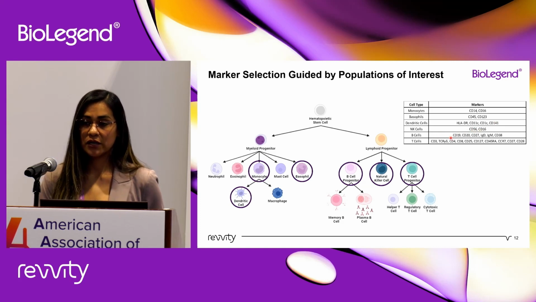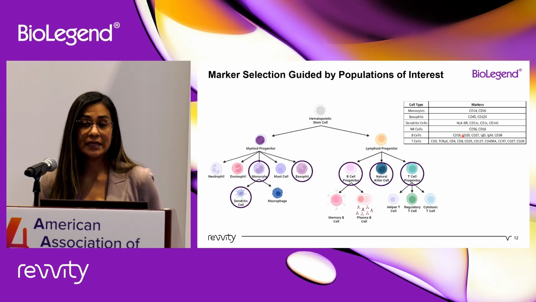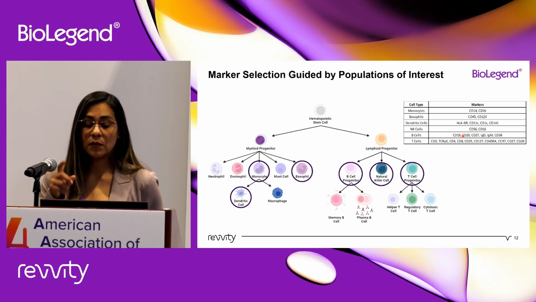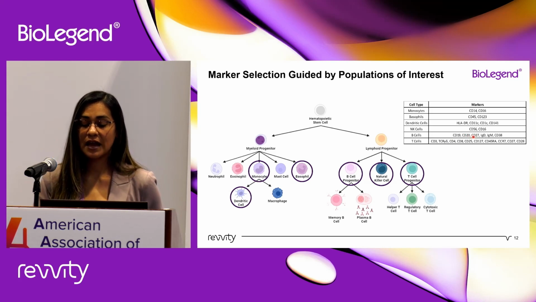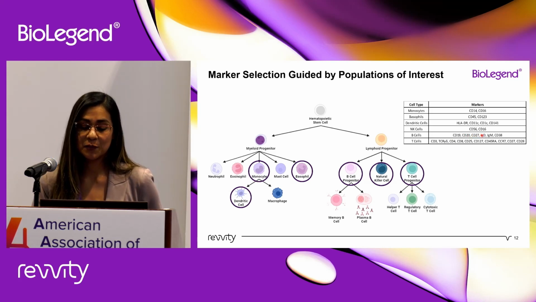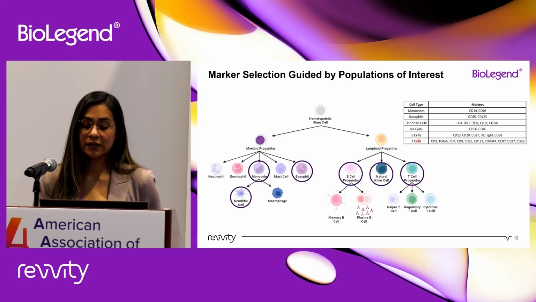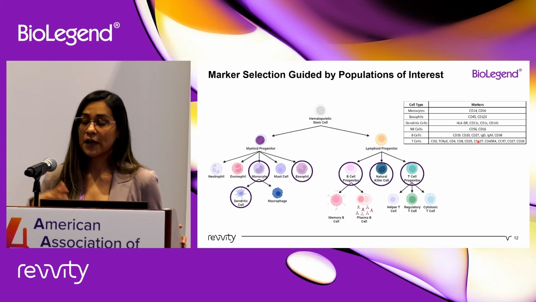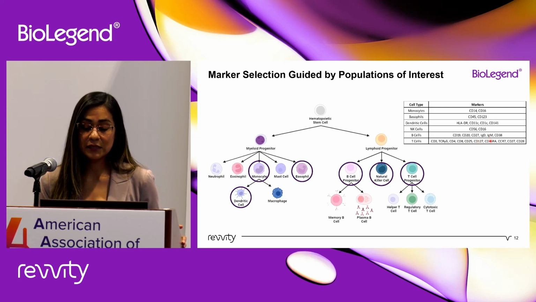For B cells, we are going to use the classical CD19 and CD20, but to identify naive and memory B cells, we are going to include CD27, IgD, IgM, and CD38 in this panel. And finally, for the T cells, we are going to include CD3, TCR gamma delta, CD4, CD8, and to look at the Tregs, we are going to include CD25 and CD127. For a further analysis in effector and naive cells, we are going to include CD45RA, CCR7, CD27, and CD28.